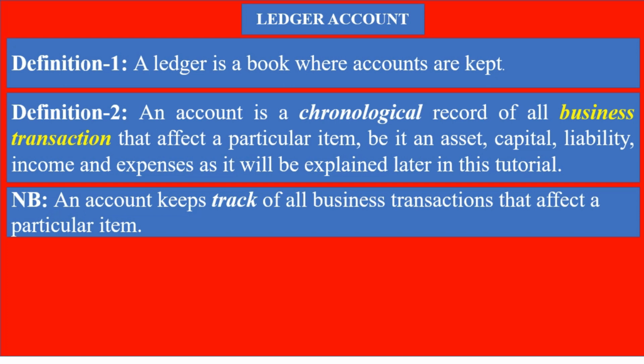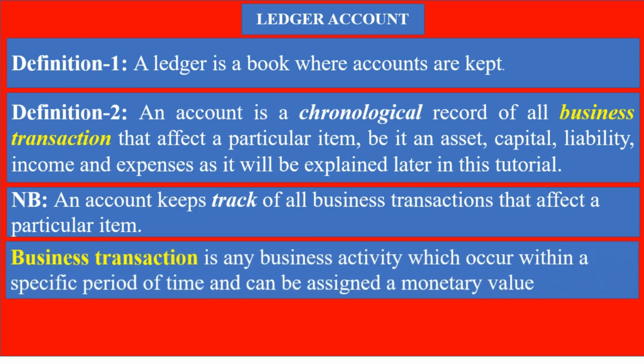And this implies that there is no need of keeping on opening new accounts or similar accounts when another transaction of similar nature takes place. For example, if a transaction affects the item cash, we simply open a cash account and that's all. We don't keep on opening a new cash account or cash book whenever we have another similar cash transaction taking place. So since an account keeps track, there's no need of opening more accounts. That one account will take care of all changes taking place to a particular item, and this applies across the board.